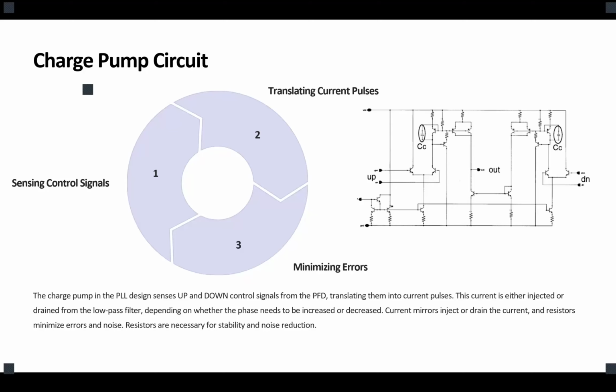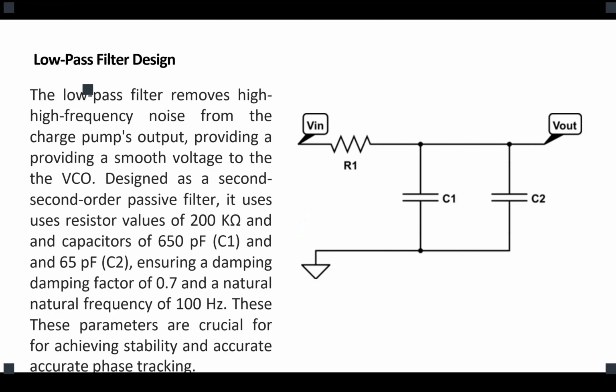This is a practical point. I also put the schematic of the charge pump used in a very basic PLL that translates these up and down signals into current for the output, and feeds it to our loop filter, to decrease the noise and variation and stabilize the values that we have to inject into our voltage controlled oscillator.